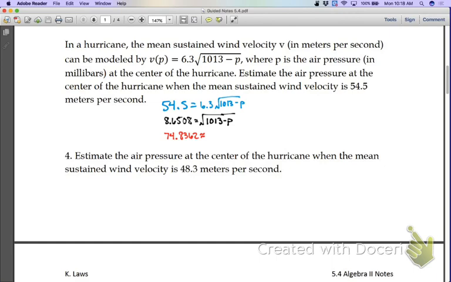Okay, about. And then whenever I square both sides to get rid of my radical, I have 1013 minus P. I'm going to subtract the 1013, okay, and then I'm going to have about negative 938.1638 is equal to negative P. So the pressure, if I round this, is going to be about 938.16. Okay. Now that's millibars.